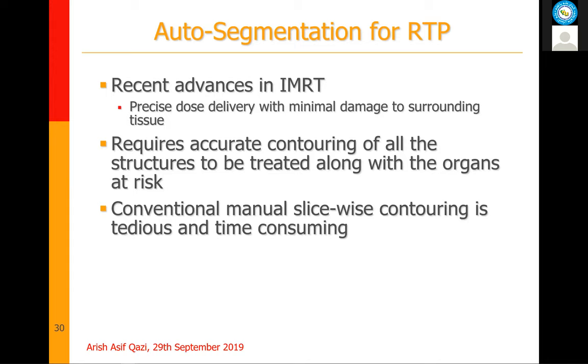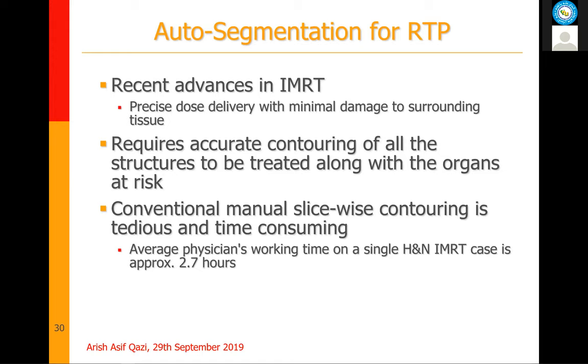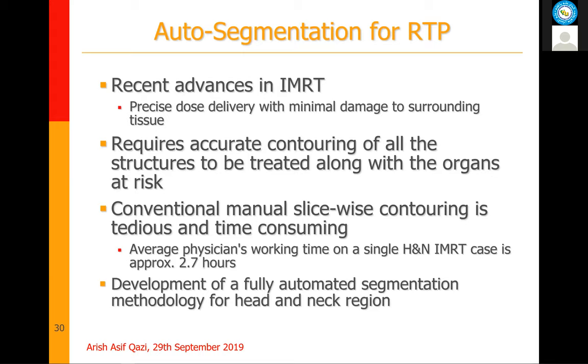So you take a CT scan of the region where you want to give the radiation, and in order to use IMRT, you have to contour all the structures, both healthy ones and the ones where the tumor is. Now this takes a lot of time. As an example, an average physician's working time on a single head and neck IMRT case is about 3 hours. Imagine if that whole method could be automated, then those 3 hours could be spent seeing new patients. This was the whole idea: to develop a fully automated methodology for the head and neck region.